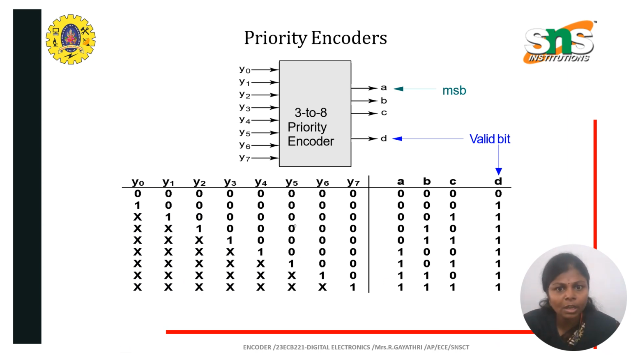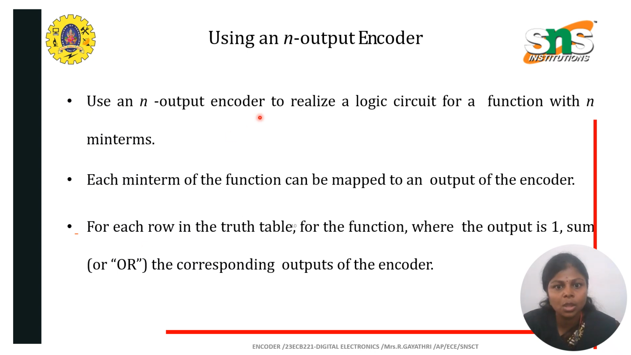For this case we have to use an n output encoder. Use an n output encoder to realize a logic circuit for a function with n minterms. Each minterm of the function can be mapped to an output of the encoder. For each row in the truth table, we perform the OR operation to produce the output of the encoder.